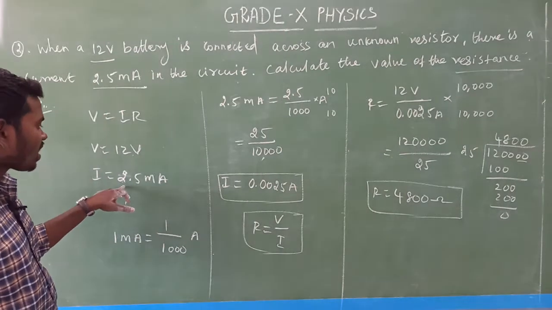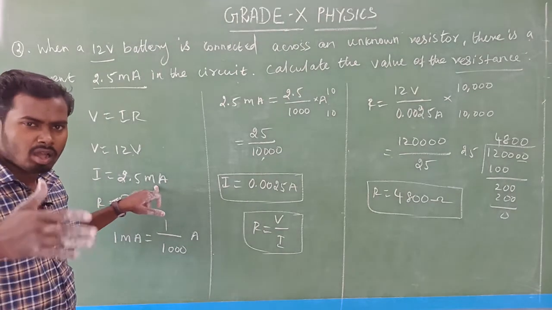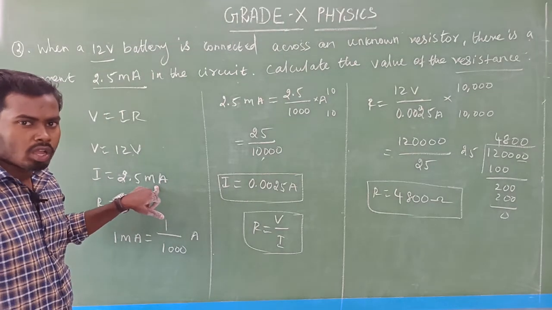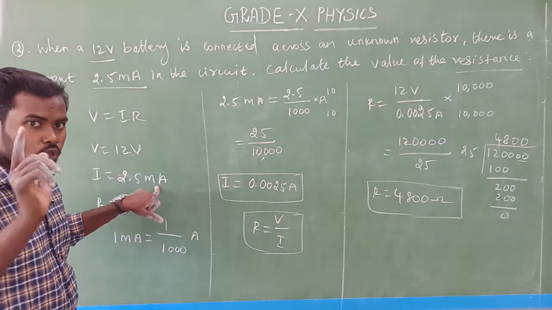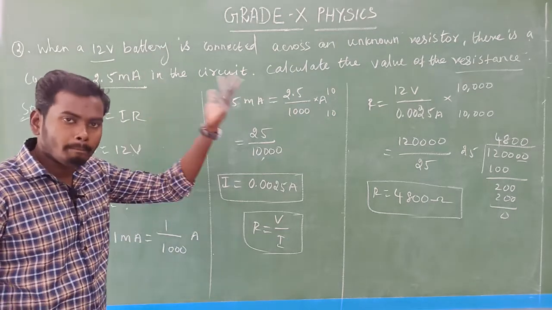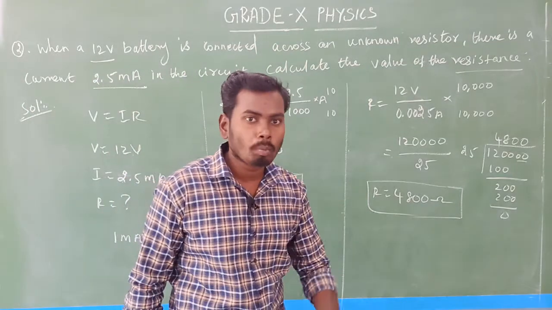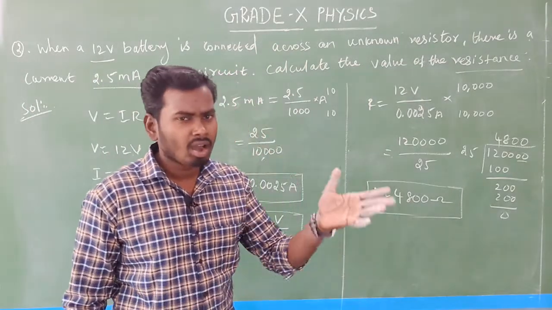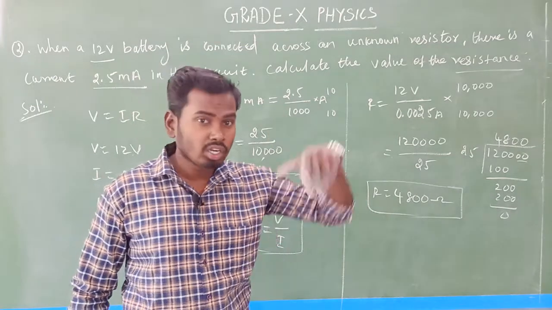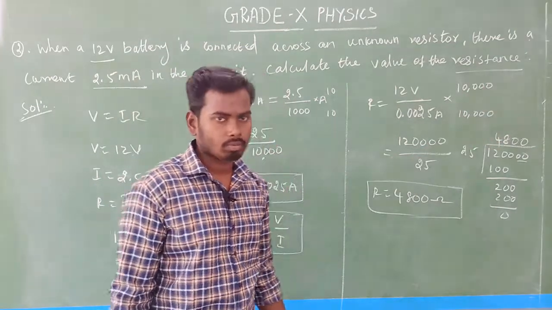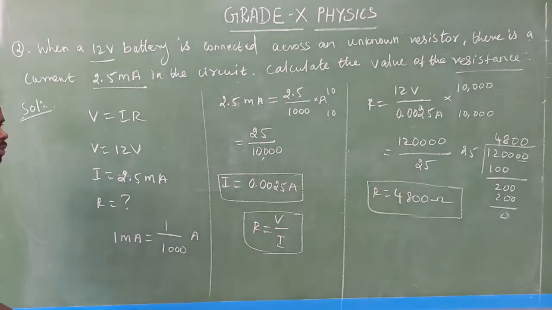So whenever the current value is given in milliampere or microampere, whatever it is, you must change it into ampere, because the SI unit of current is ampere. That's all. Students, this is how you need to do it.